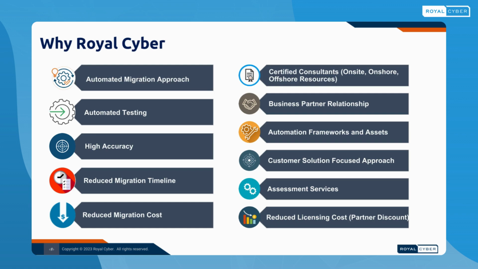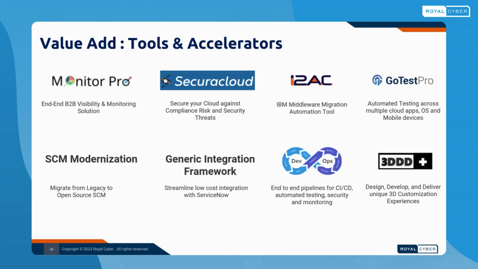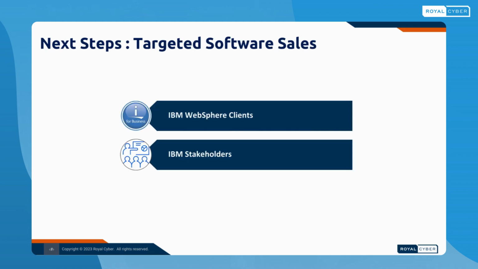Our experience sets us apart. We've worked extensively with IBM middleware, Liberty, OpenShift, and hybrid cloud, combining expertise with automation. Beyond migration, we provide tools for security, compliance, monitoring, and integration, adding long-term value. To wrap up, Royal Cyber offers a practical, automated, and low-risk approach to move from WAS to Liberty. The next step is to align this solution with your specific business and technical goals.